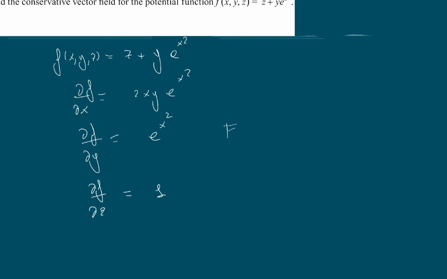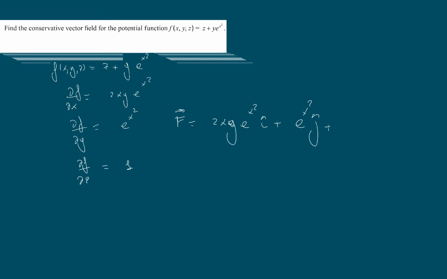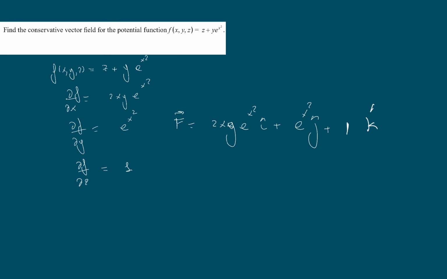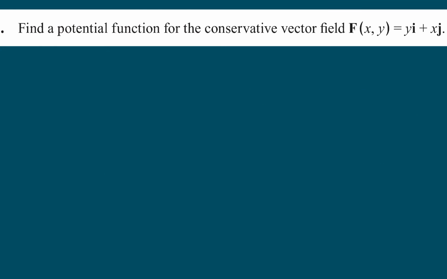And what is the vector field? The vector field F is 2xy e to the x squared i, plus the partial derivative of f with respect to y is the j component of the vector field, e to the x squared j, plus 1k. And this is the vector field that we are looking for from this potential.